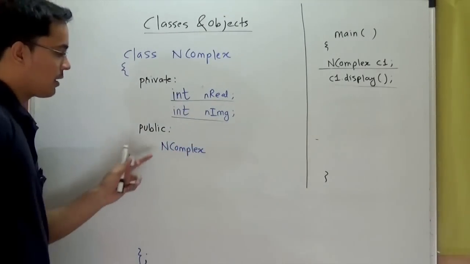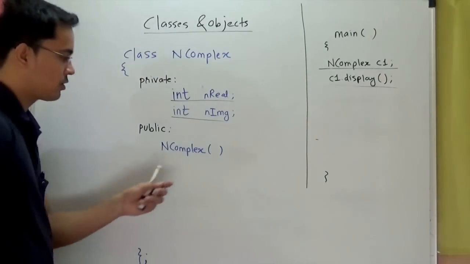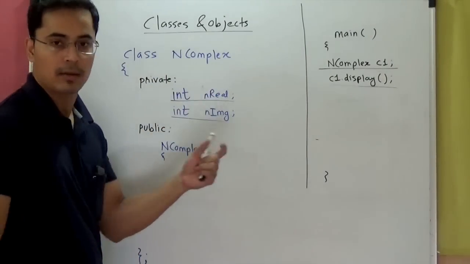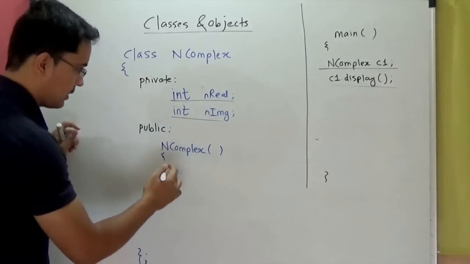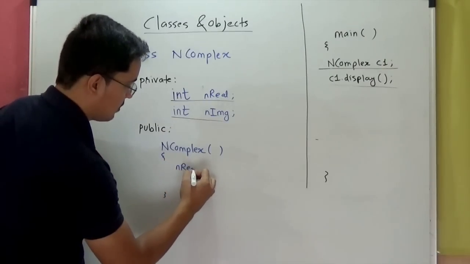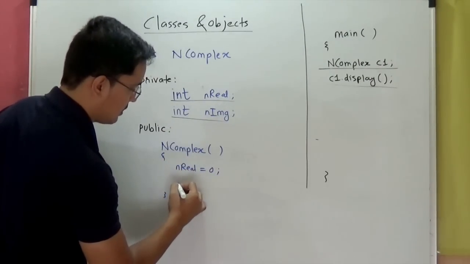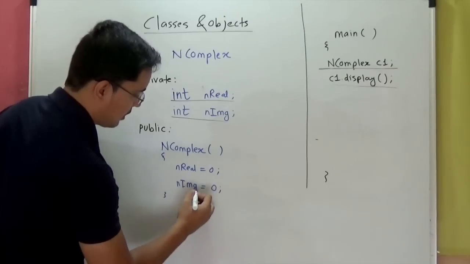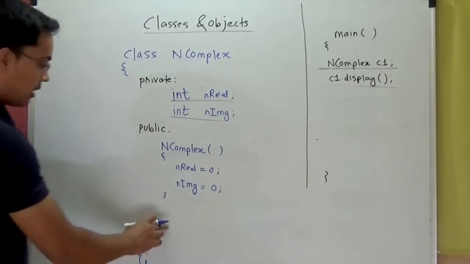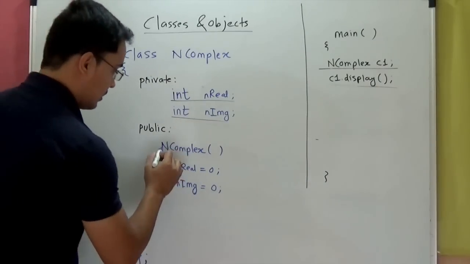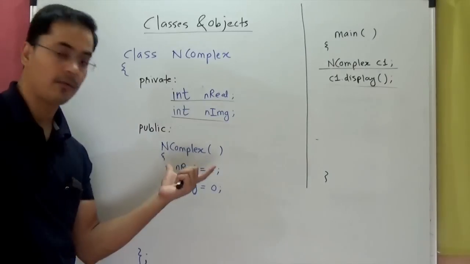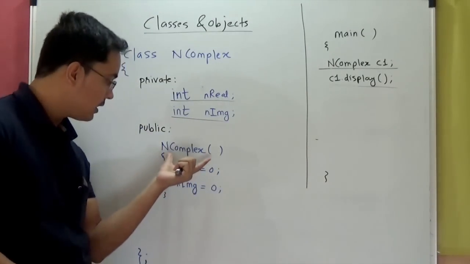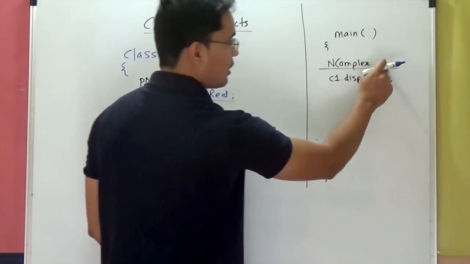I want to write a constructor with no parameters. It is called a default constructor. I just want to initialize these data members to certain values. So I'll say nReal equal to 0 and nImaginary equal to 0, right? I'm just initializing these values to 0. Now that I have written this default constructor without any parameters, the default constructor C++ was providing us will not be used. Instead, the compiler will use this constructor when we create an object like this.